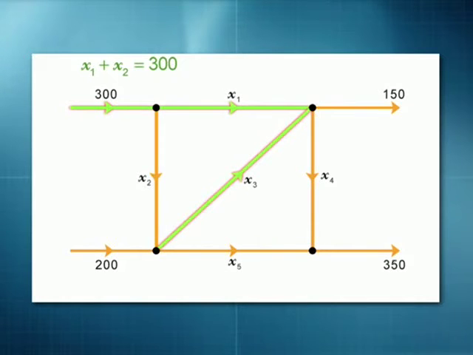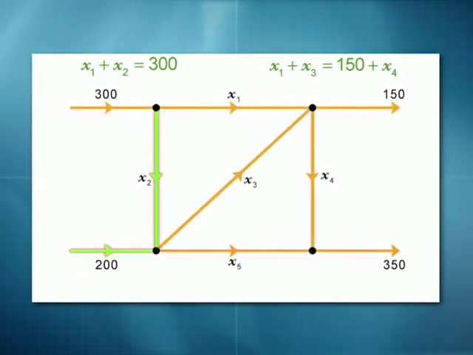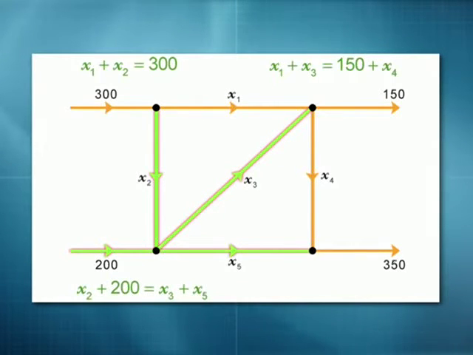Now let's look at the upper right. x1 plus x3 are arriving. 150 plus x4 are leaving. That's our second equation. x1 plus x3 equals 150 plus x4. Let's look now at the lower left. 200 plus x2 are coming in, and x3 plus x5 are leaving. So x2 plus 200 equals x3 plus x5.